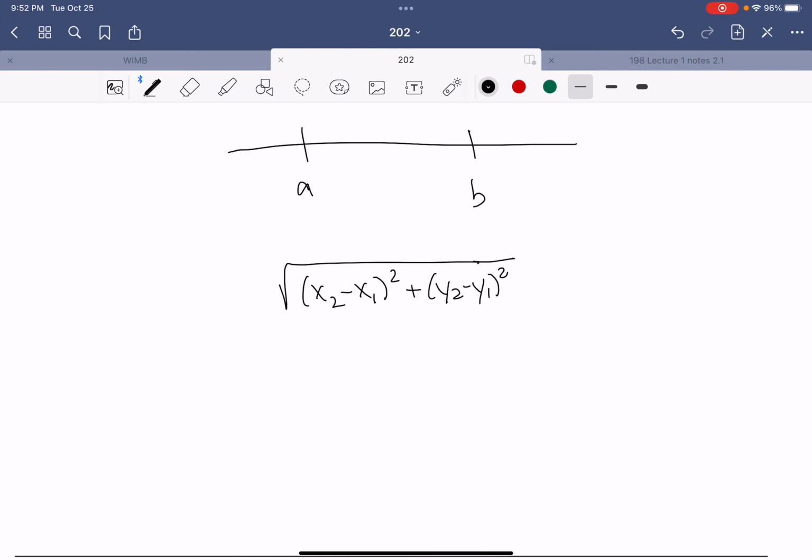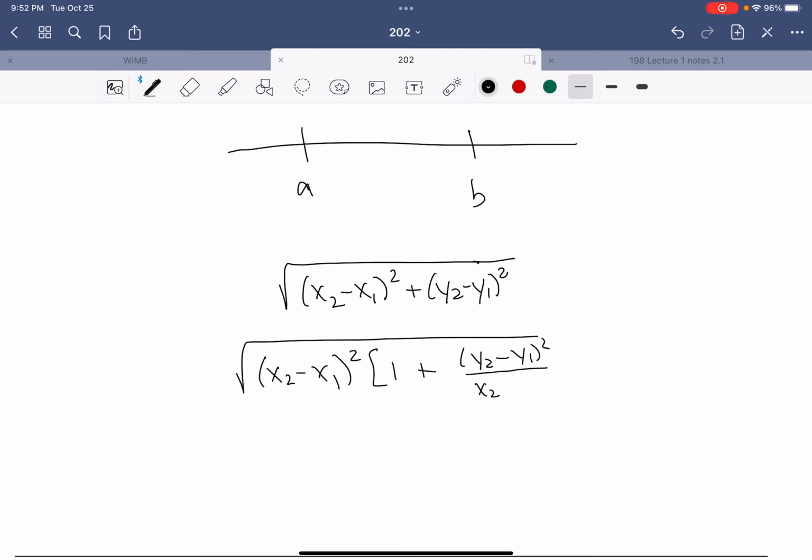And so what you're going to do here is you're going to say, okay, well, if each little line segment looks like this, then I'm going to factor out x2 minus x1 squared. So I can do that. I can force factoring that out. And what's left is 1 plus, and in order to factor it out over here, I'd have to divide it. So we get y2 minus y1 squared over x2 minus x1 squared.